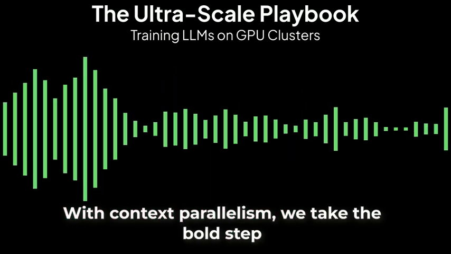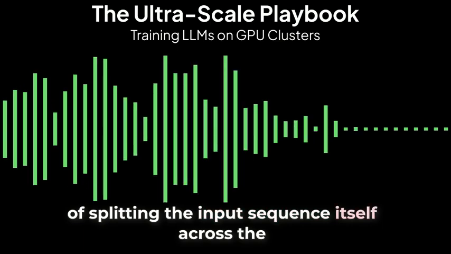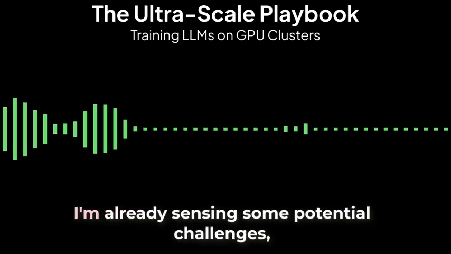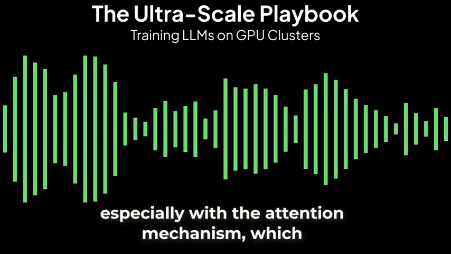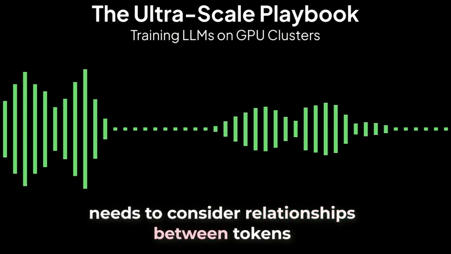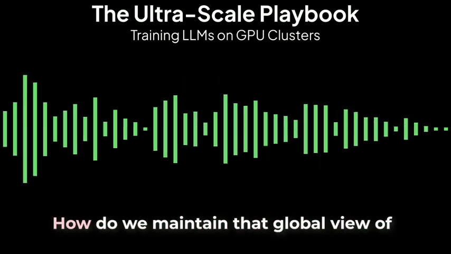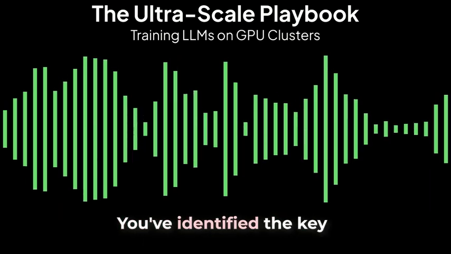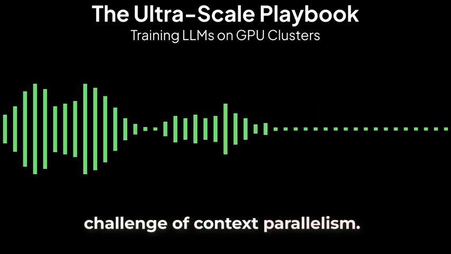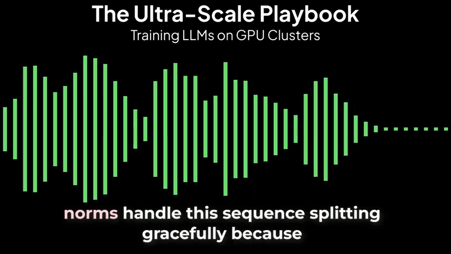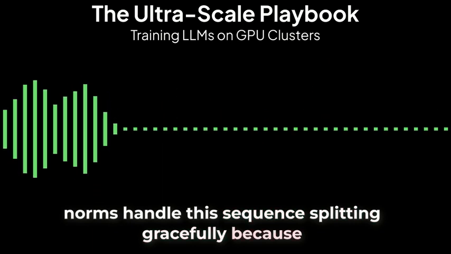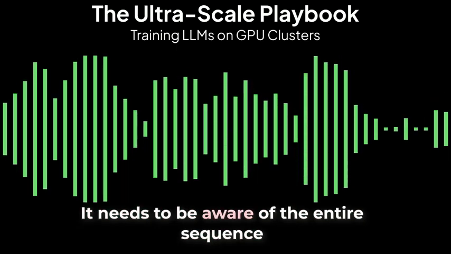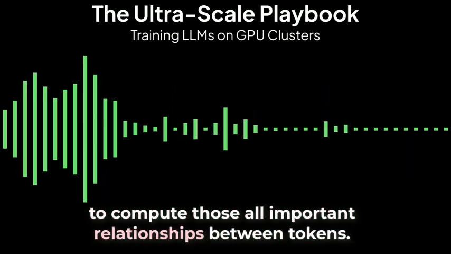With context parallelism, we take the bold step of splitting the input sequence itself across the entire model, including the attention blocks. Whoa, we're splitting the sequence now. Yes. I'm already sensing some potential challenges, especially with the attention mechanism, which needs to consider relationships between tokens across the entire sequence. How do we maintain that global view of the sequence when it's split across multiple GPUs? You've identified the key challenge of context parallelism. While most modules like MLPs and layer norms handle this sequence splitting gracefully because they process each token independently, attention requires special handling. It needs to be aware of the entire sequence to compute those all-important relationships between tokens.